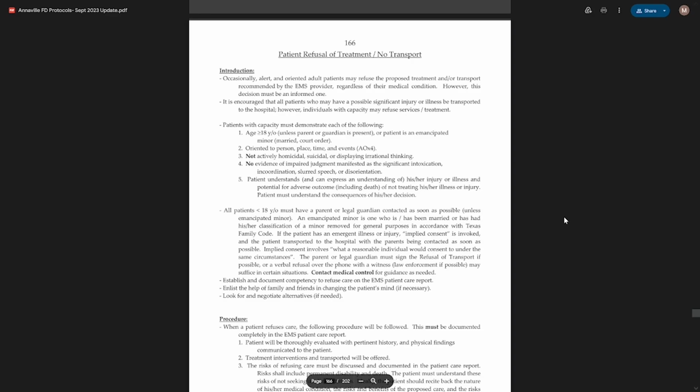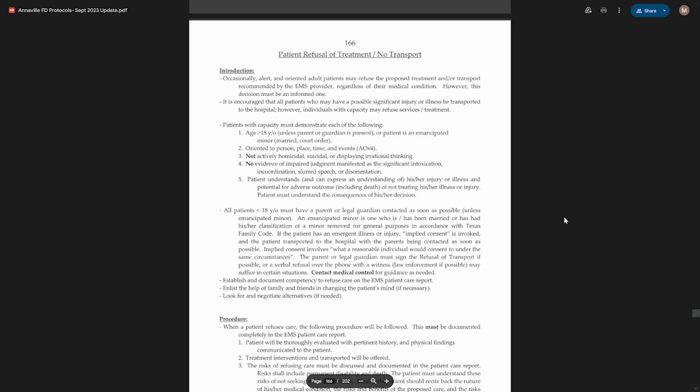Patients with capacity must demonstrate each of the following. They must be 18 years old or greater unless the parent or guardian is present or the patient is an emancipated minor, either married or court-ordered. They have to be oriented to person, place, time, and event, or A&O x4. They may not be actively homicidal, cannot be trying to hurt themselves, or display irrational thinking. No evidence of impaired judgment manifested as significant intoxication, incoordination, slurred speech, or disorientation.